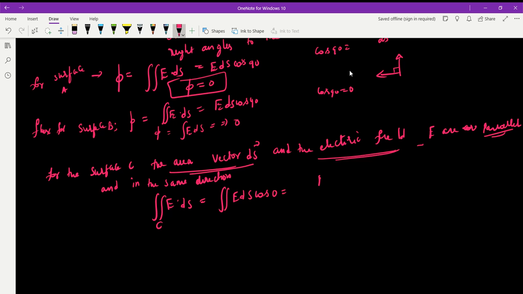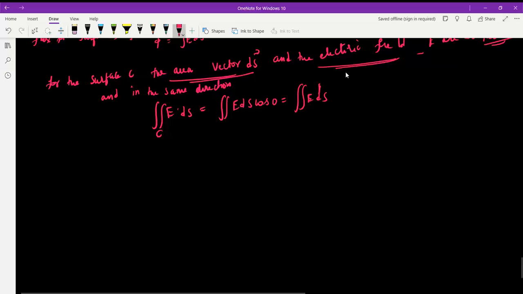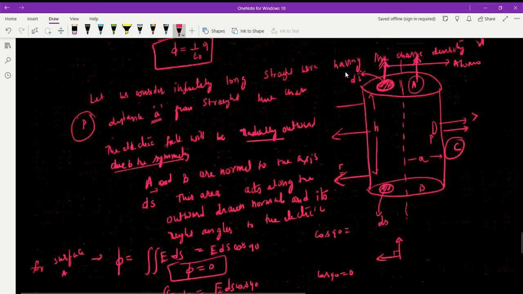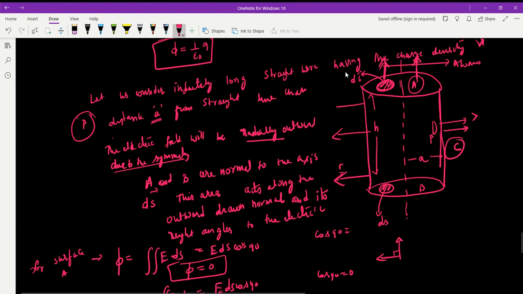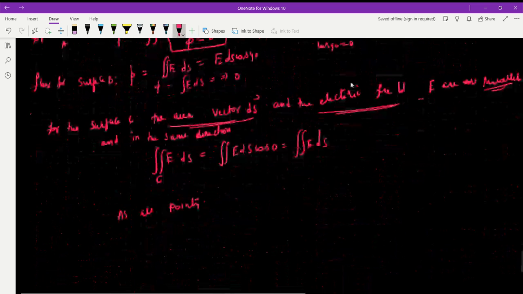Cos 0 is nothing but 1. So it becomes E ds. Now, as all points on the curved surface C are equidistant from the axis, the electric field is the same everywhere. Therefore I can just consider that the electric field is constant here.